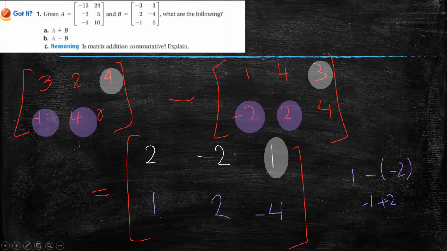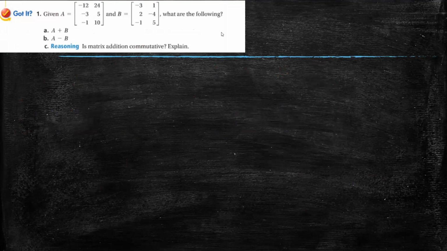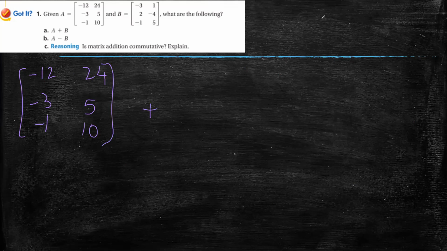Let's have this one now here. Negative 12, 24, negative 3, 5, negative 1, 10. Or let's solve the minus, not the plus one. I choose A minus B. Negative 3, 1, 2, negative 4, and negative 1, 5.